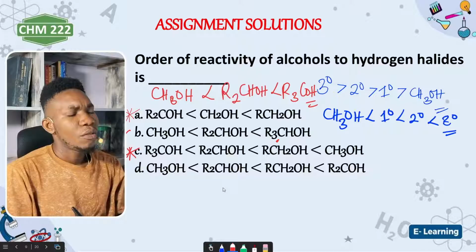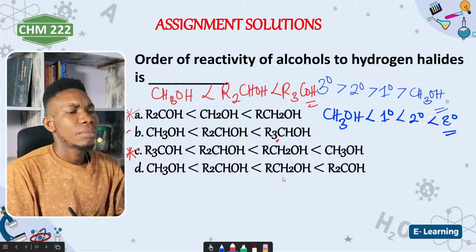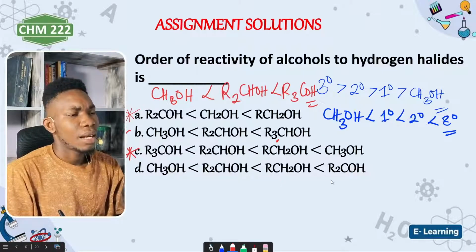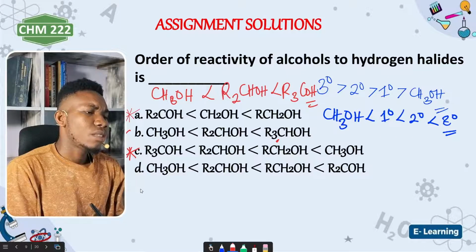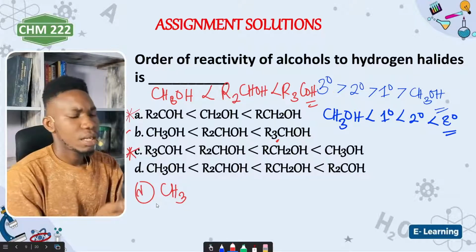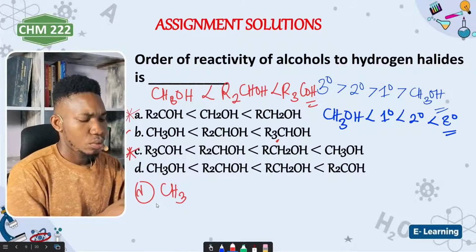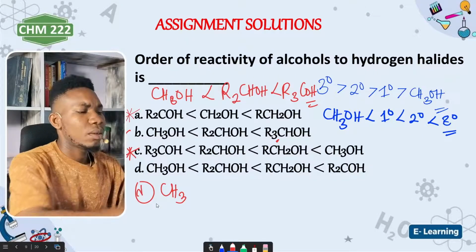All right, if you follow this one, this is methyl less than secondary, less than primary, less than methyl. It's not supposed to be this way. If we want to actually take this one as the correct answer, it's supposed to be CH3. Okay, let me just check the question again so that we'll know the correct order.